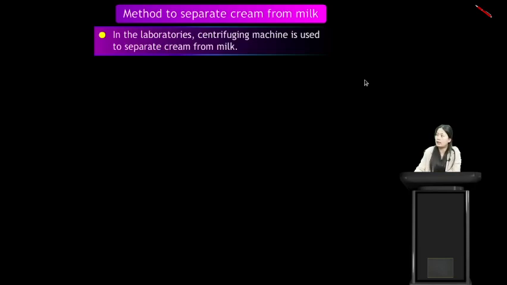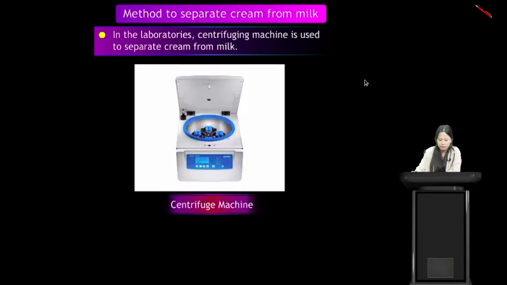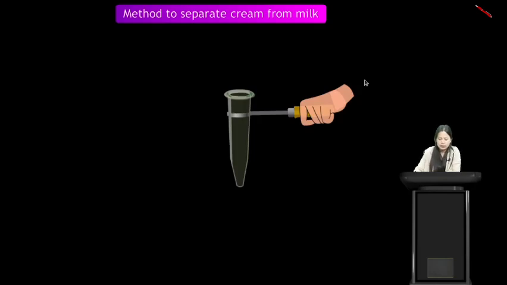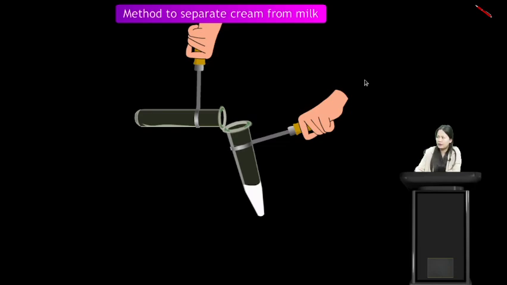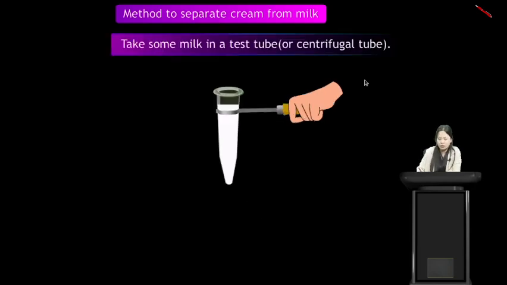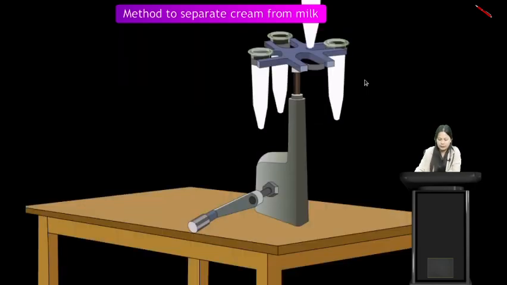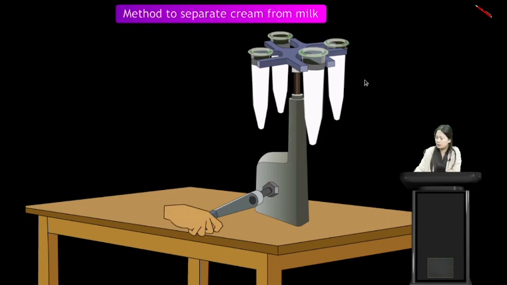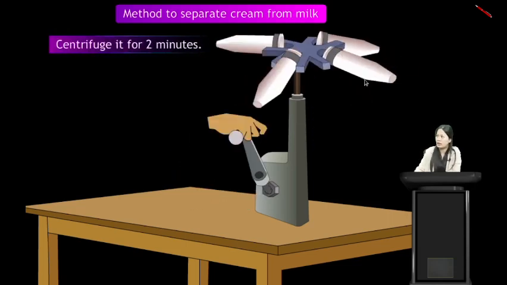But in the laboratories, a centrifuging machine is used to separate cream from milk. So this is the centrifuge machine. This machine is used to separate cream from milk. Let us see how. Take some amount of milk and fill it in a test tube or centrifugal tube. Then put it in the centrifuge machine and spin it. Centrifuge it for 2 minutes.